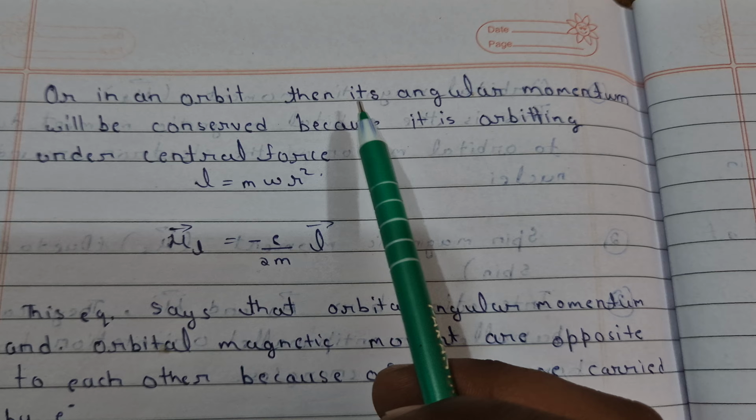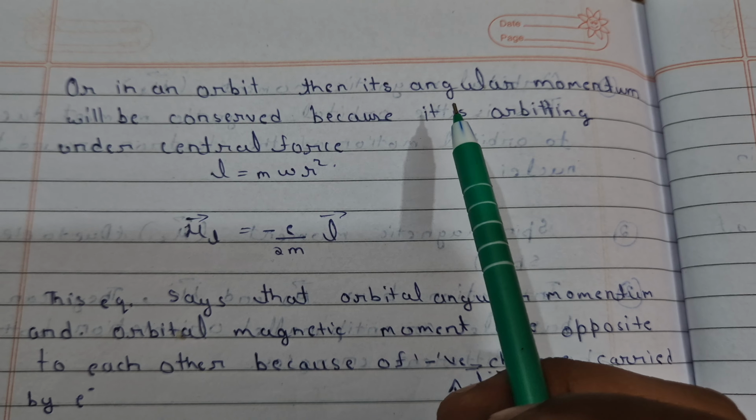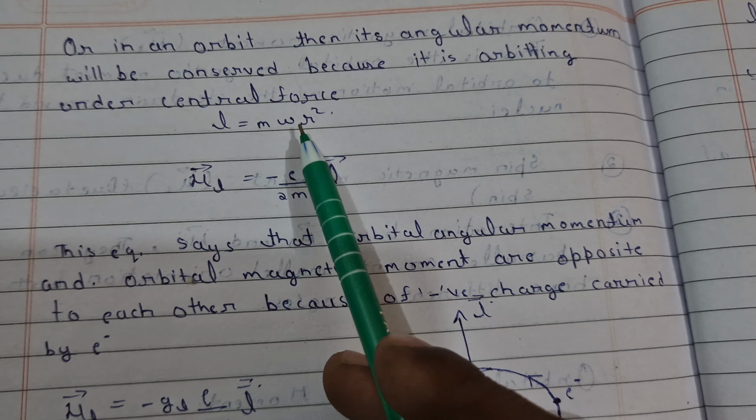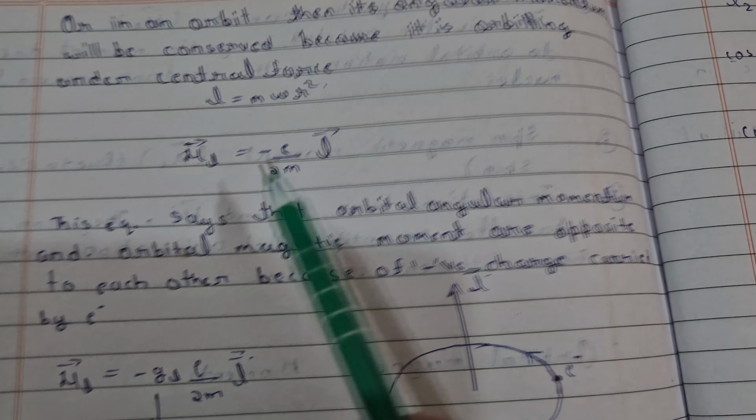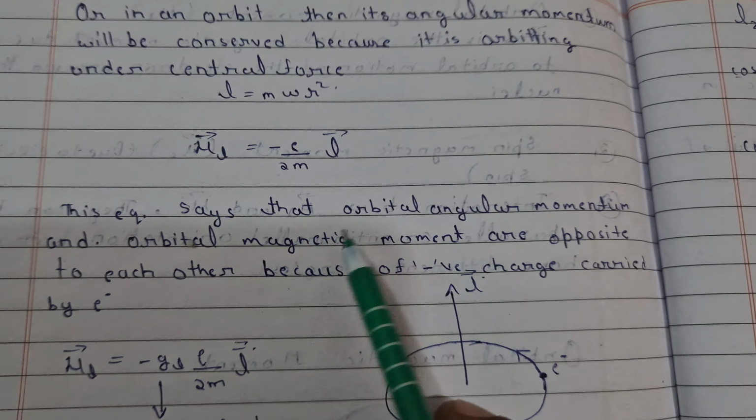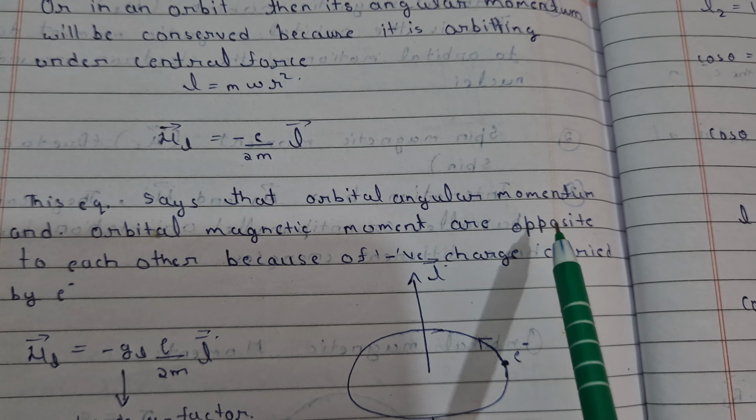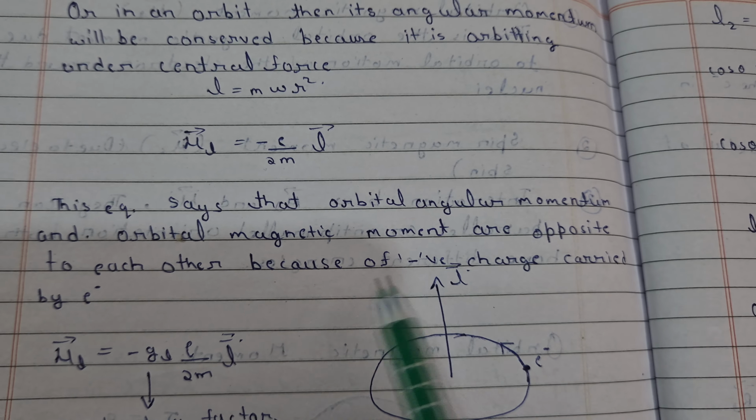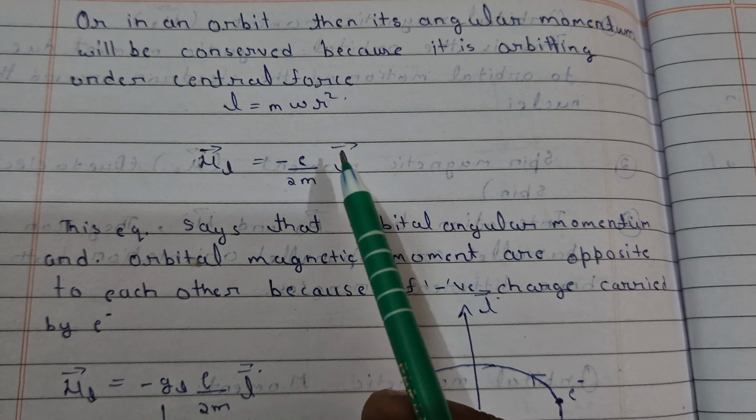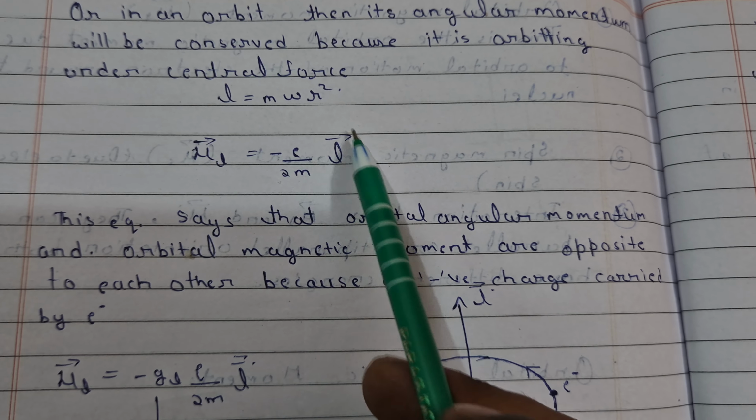So in an orbit, its angular momentum will be conserved because it is orbiting under a central force, as I told you. So just substitute the value of omega, L over m r square, and you will get this formula for the orbital magnetic moment, that is minus e by 2m L. This equation says that orbital angular momentum and orbital magnetic moment are opposite to each other. You can see this minus sign. I told you that the direction of the magnetic moment will be opposite to L.